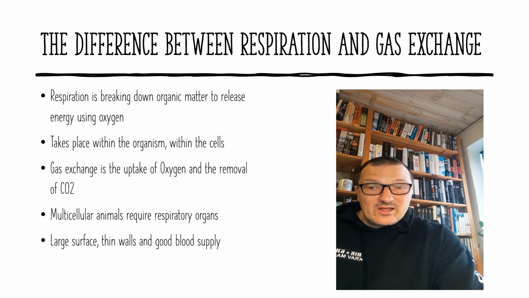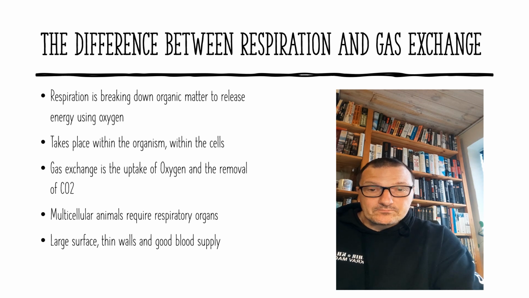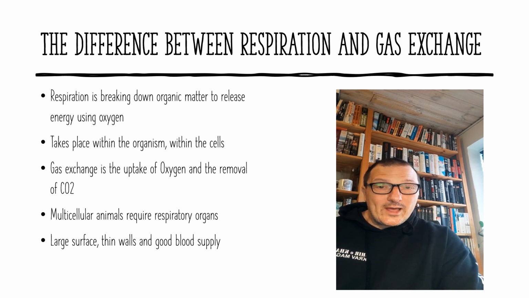Most multicellular animals do require respiratory organs to do so. But even small, single cell organisms do it just by diffusion. A good respiratory organ allows oxygen to enter the blood and CO2 to leave the blood. What is required of a good respiratory surface is a large surface, thin walls, and a very good blood supply. So we're going to take a look at one that is particularly important in the ocean, that of gills.